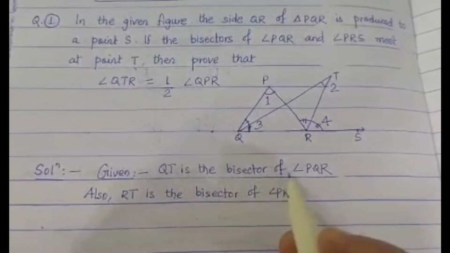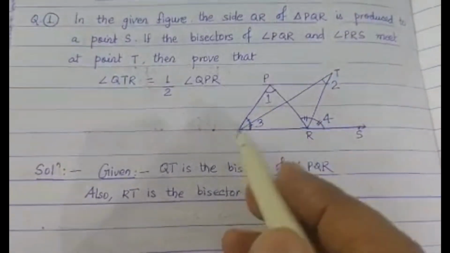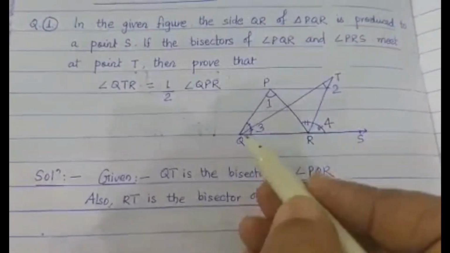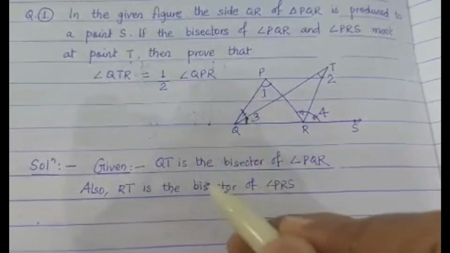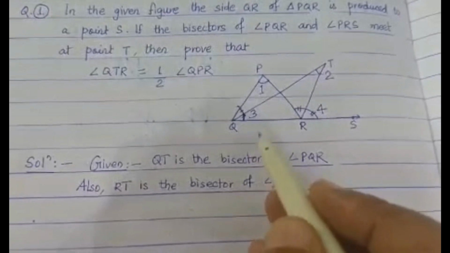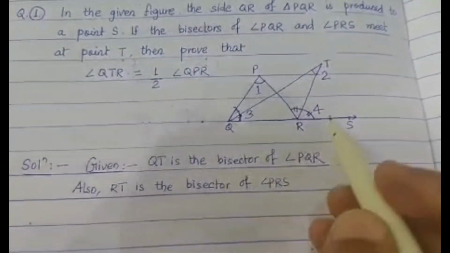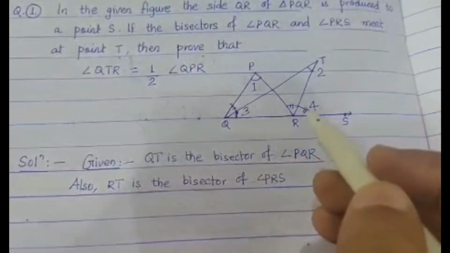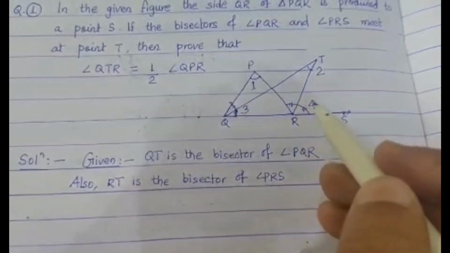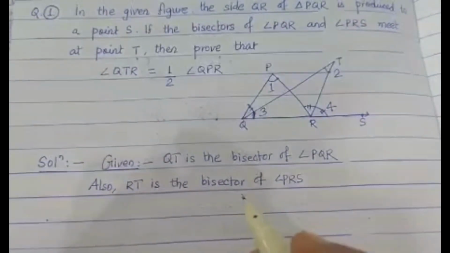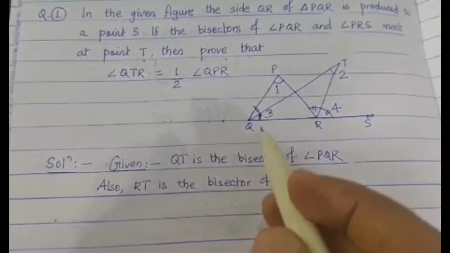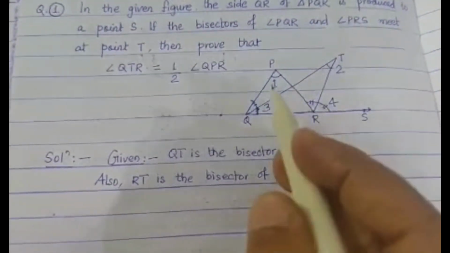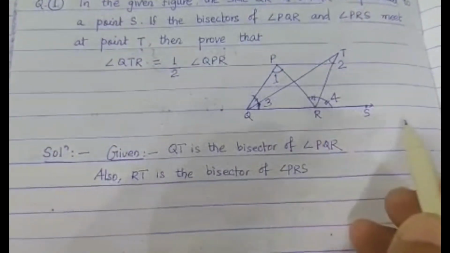Since QT is the bisector of angle PQR, this side will be half of angle 3, and this side will be half of angle 3. We will use it later on. And RT is also the bisector of this angle, so this angle will be half of angle 4. These are the given things, and in triangle PQR, side QR is extended to point S.